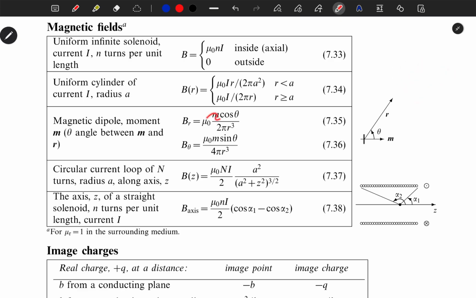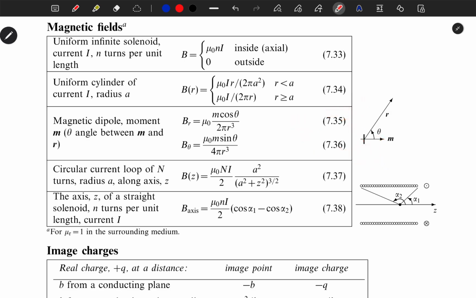Magnetic dipole moment: B radial equals mu 0 by 4 pi times 2m cos theta by r cube. For B theta we have m sin theta by r cube.